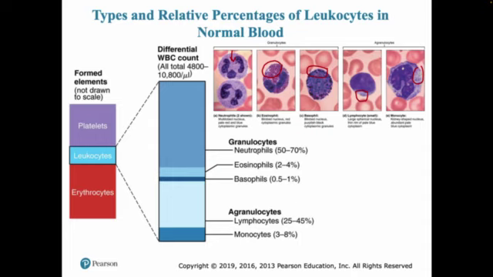Now neutrophils are big WBCs, and they are also big in terms of their number. 50 to 70% of our WBCs are actually neutrophils. Whenever we have a general infection, it is normal for the neutrophil number to rise. That's the first one that will actually rise. Then eosinophils, which are 2 to 4%, and then basophils, which are really small in number, half to 1%. The agranulocytes, lymphocytes, are also pretty high in number, 25 to 45%, and monocytes slightly less, 3 to 8%.